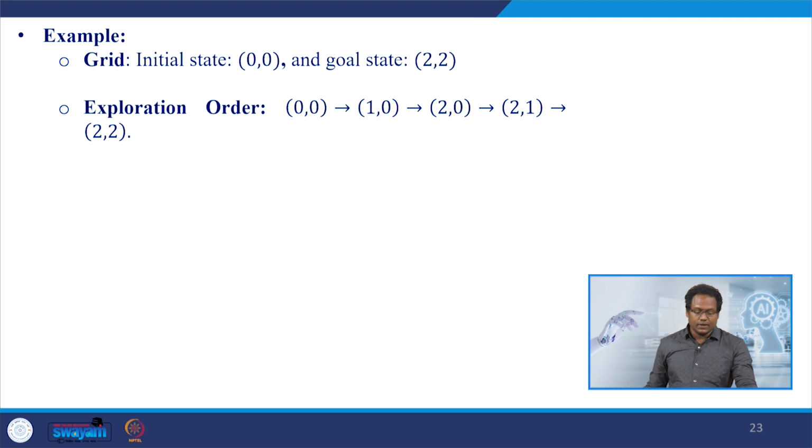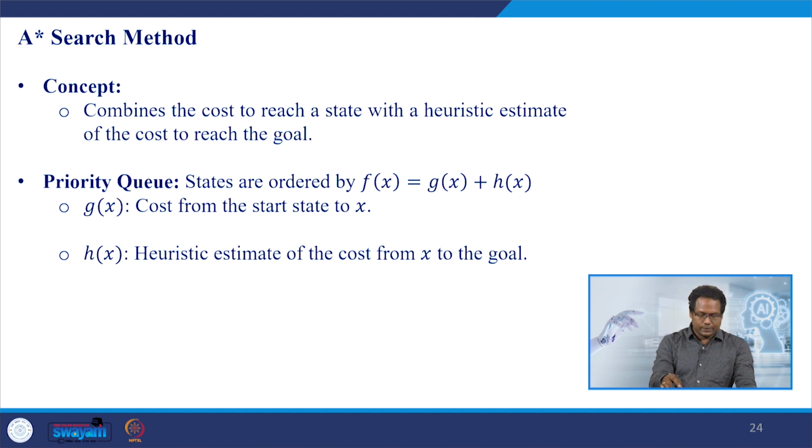So, the example here is having the grid with the initial state 0, 0 and the goal state 2, 2. So, here you can go in this manner, that start from 0, 0, then move to 1, 0, then 2, 0, then 2, 1 and 2, 2. So, this is faster as compared to that of the breadth first search method.